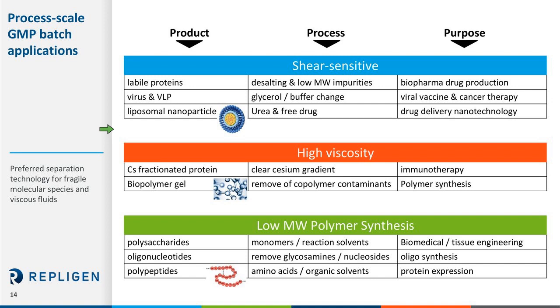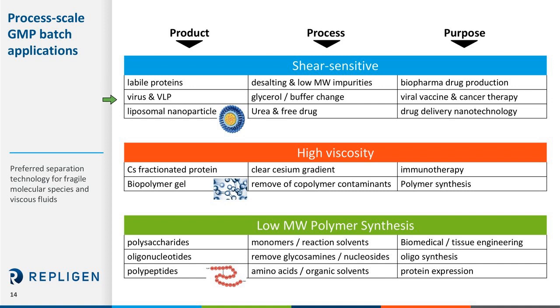After looking at that model, what you need to do is consider what applications this would be most suitable for. Well, it's really where filtration fails. Those are specifically going to be shear sensitive products that cannot handle the pressures and the stresses of pumping or filtering over a membrane. Some examples would be labile proteins, as in the case of the model I just explained, where you want to remove salts or low molecular weight impurities. This would be done for drug manufacturing.